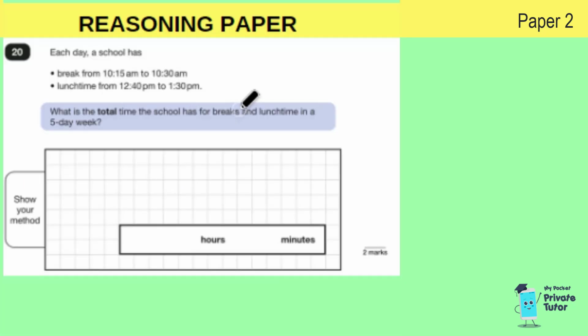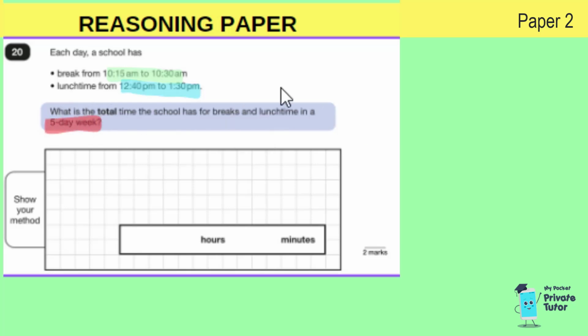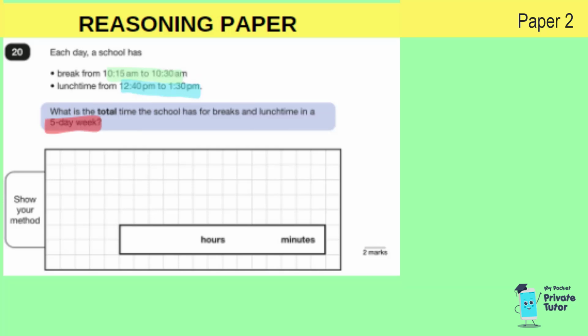Question 20. Each day a school has a break from 10:15 to 10:30 and a lunchtime from 12:40 to 1:30. What is the total time the school has for breaks and lunchtime in a 5-day week? So we need to make sure that we make note of the time period. So what we need to do here is let's first find out how much time is spent in a day, and we might want to annotate each line.